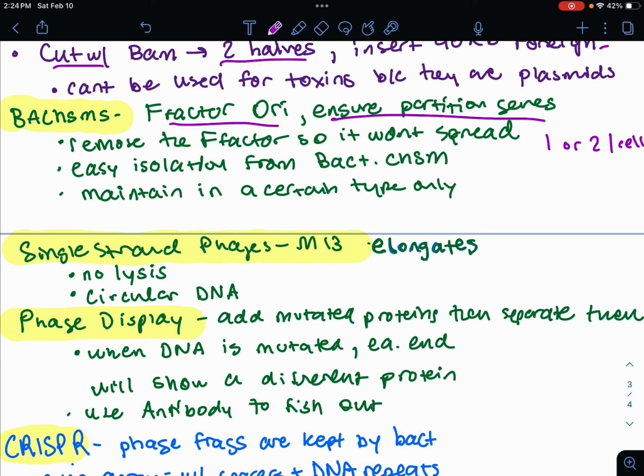Part of the F factor coding for the cell-to-cell transfer through conjugation has been removed, so it won't spread to other cells. So we kind of had to remove some of this F factor so it won't spread crazily. There's easy isolation from the bacterial chromosome with the artificial chromosome. And again, it's rare for these to contain more than 1 piece of cloned DNA.